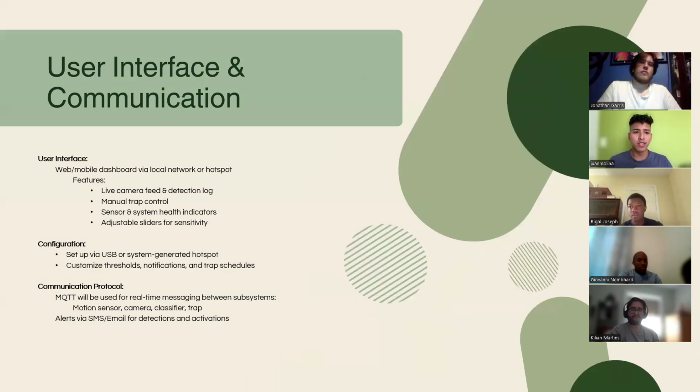Okay, so for the user interface and communication, here we're going to show how the user is going to interact with the system and how everything's going to be connected. The system will include a web-based dashboard accessible via local Wi-Fi or a mobile app. From this interface, users can view the live camera feed, review past iguana detections, and manually activate or deactivate the traps. The dashboard will also provide health indicators and tuning sliders for calibrating the sensor sensitivity. Initial setup is done via USB or a Wi-Fi hotspot. Next one, please.